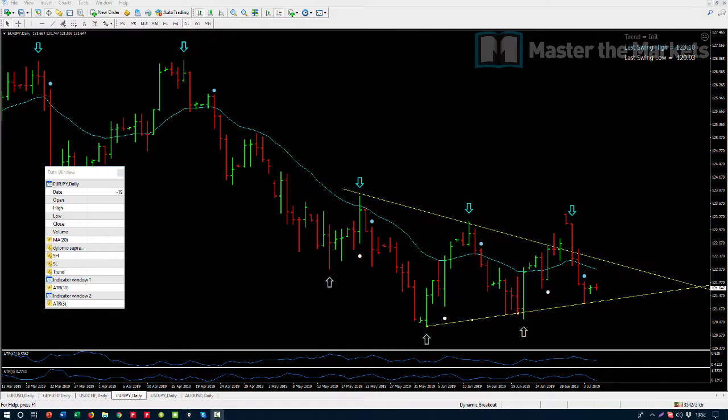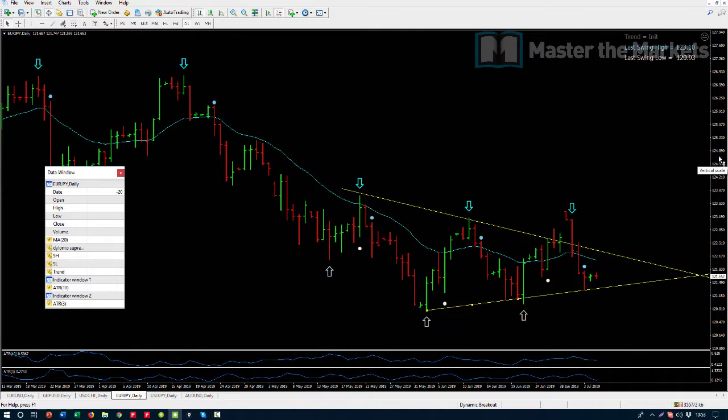So if we look at this on the Euro Japanese yen, for example, some people will call this a symmetrical triangle or whatever. There are so many different terminologies, or you can argue it's a descending triangle or whatever. It's really not important what it's called. What's important is what's happening in there.